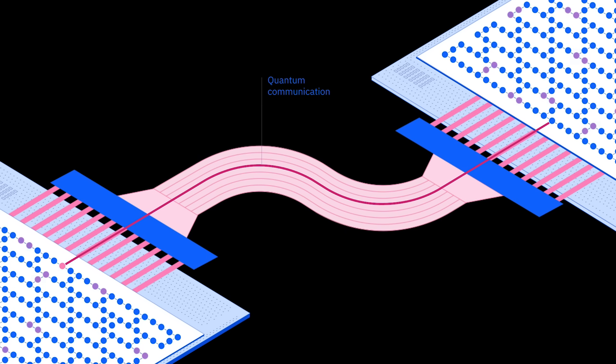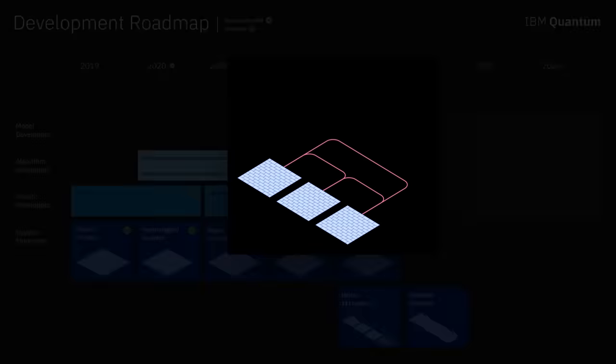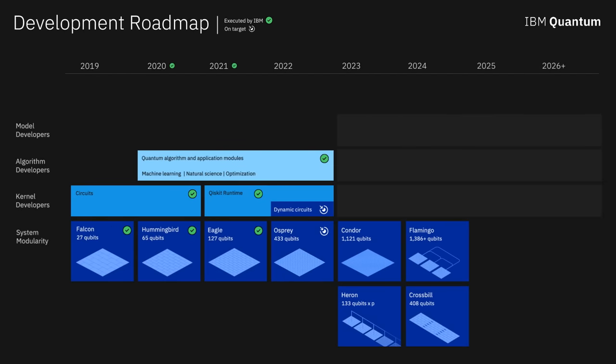Each chip will only have a few connections to other chips. Because of this, our users' programs will have to be aware of these long-range couplers to take advantage of them well. But they will also allow us to explore interesting topologies of quantum systems. So I said 2024 was going to be a big year. We're aiming to demonstrate these long-range couplers in the roadmap as a 1,386-qubit device in 2024. We're calling this processor Flamingo.